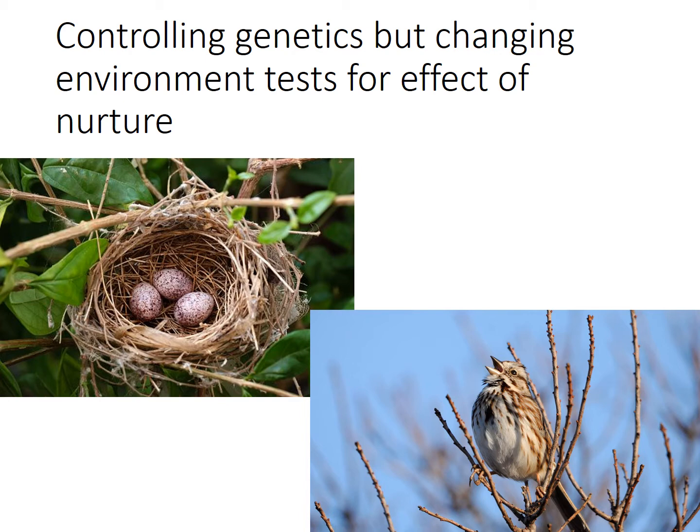Now, if we control for genetics but change the environment, this is one way that we might be able to test if a behavior is due to nurture or something that the animal learned. So whatever we're switching between treatment groups, that's what we're testing for. And in order to do that, we need to control all other factors, in this case, genetics.